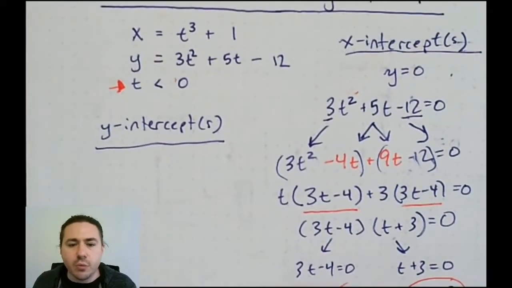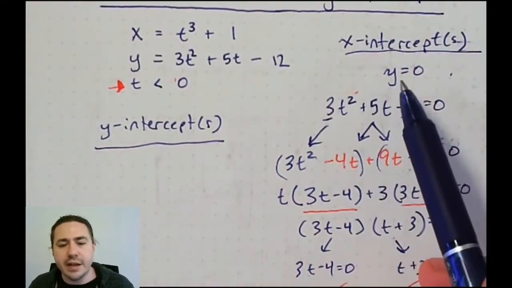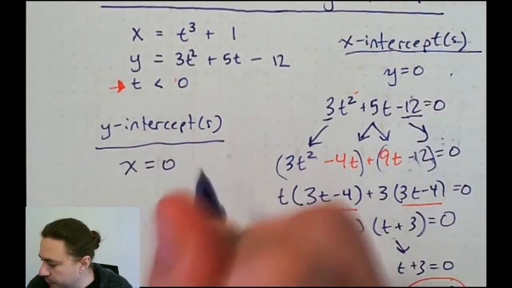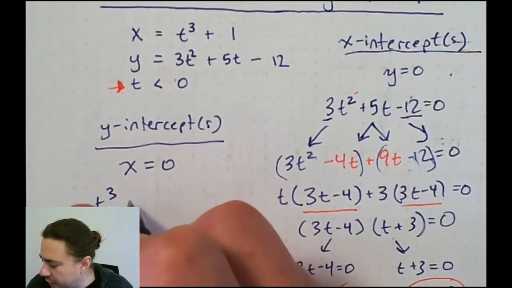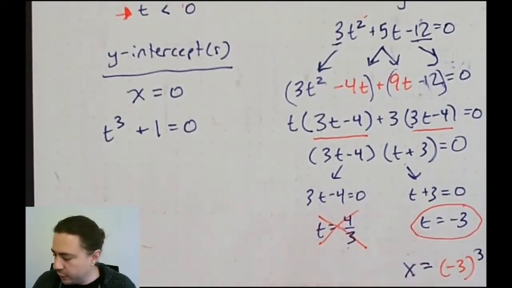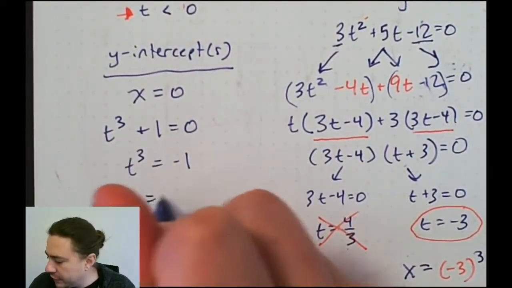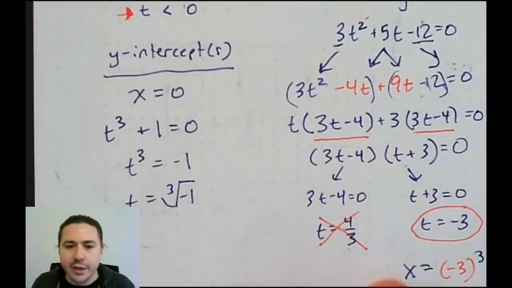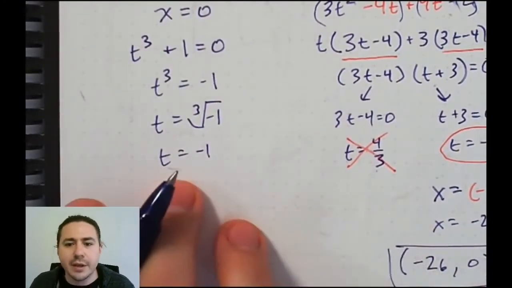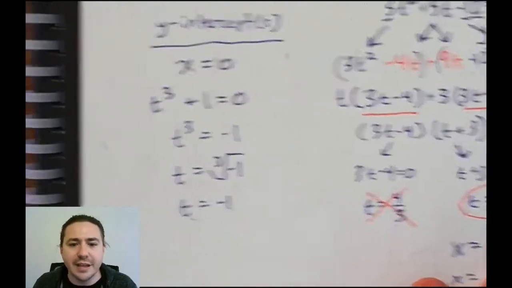To solve for the y-intercepts, you're going to do a very similar process. Instead of setting the y equation equal to 0, you're going to set the x equation equal to 0. So I'll have t cubed plus 1 equals 0. Subtract 1 from both sides. Take the cube root of both sides. And the cube root of -1 is just -1. So that's pretty easy, a little bit easier than this other one. We don't have to do any factoring or anything too tedious on that one.